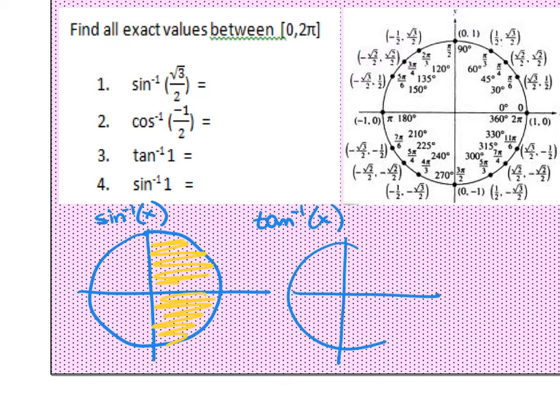Tangent is going to be exactly, and you don't have to draw it twice if you don't want to. Tangent goes from negative pi over 2 to positive pi over 2. Cosine, you have to remember this is the hardest part. Cosine is only available in quadrants 1 and 2.